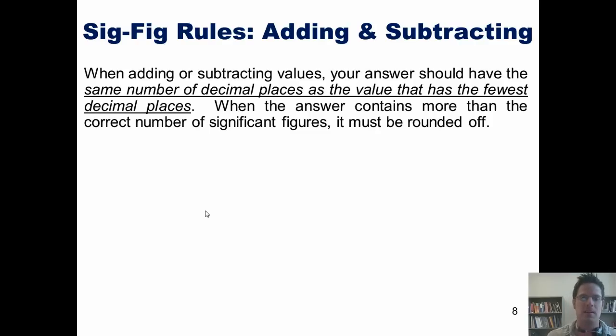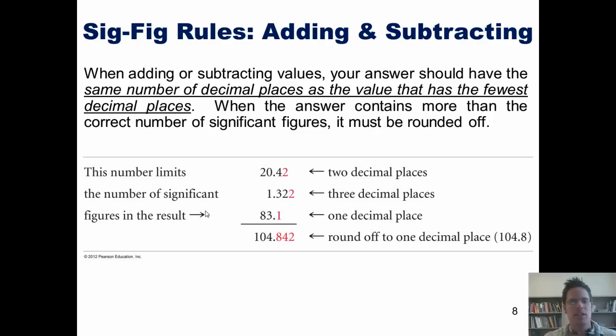When the answer contains more than the correct number of significant figures, it has to be rounded off. We can see that in this example. Here's an addition problem. I'm adding these 3 values together to get this final answer. The question is, how do I appropriately express that final answer using the correct number of significant figures? Remember, when we're doing addition or subtraction, the final answer has to have the same number of decimal places as the value that had the fewest decimal places.